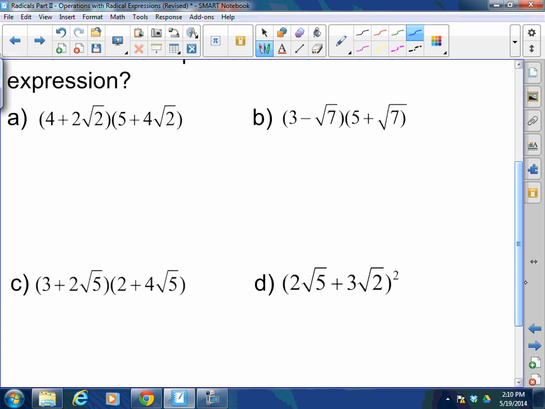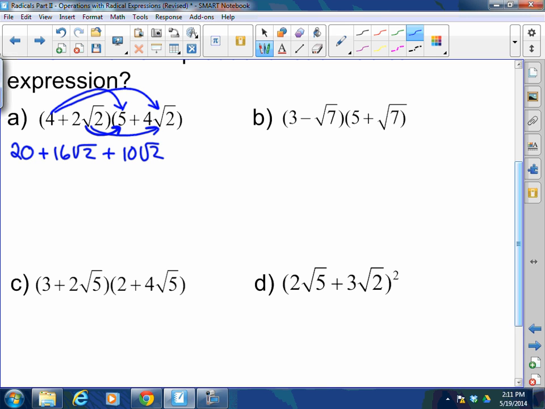So, let's FOIL. 4 times 5 is 20. 4 times 4 radical 2 is 16 square root of 2. 2 square root of 2 times 5 is? No. 2 square root of 2 times 5 is? 10 square root of 2. Good. And 2 square root of 2 times 4 square root of 2 is? Okay.